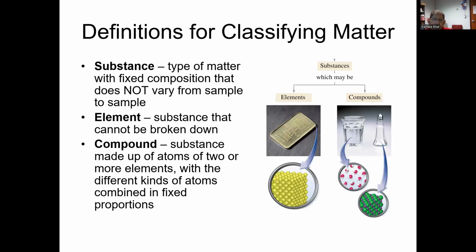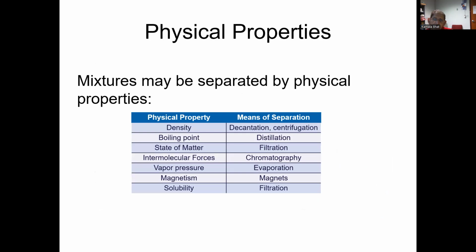Now we classify matter. Substance, a type of matter with fixed composition that does not vary from sample to sample. That is what we mean in chemistry when we say a substance. Elements, a substance that cannot be broken down into smaller parts. Compound, a substance made up of atoms of two or more elements with the different kinds of atoms combined in their fixed proportions. Mixtures may be separated by physical properties.